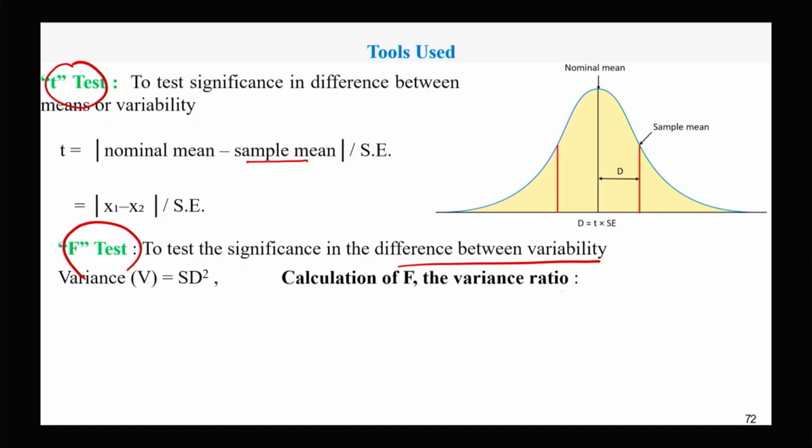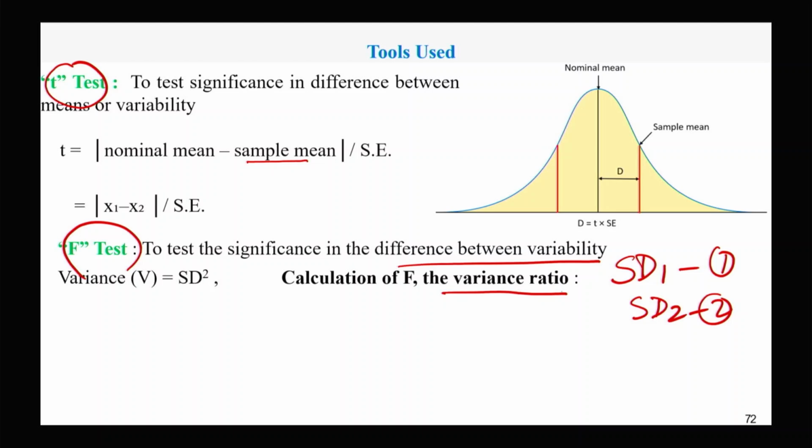What is F test? F test is called a ratio of variance, it's a variance ratio. Variance ratio means, say you want to know the variability difference, say one sample has got standard deviation 1, another has got standard deviation 2, sample 1 and sample 2.